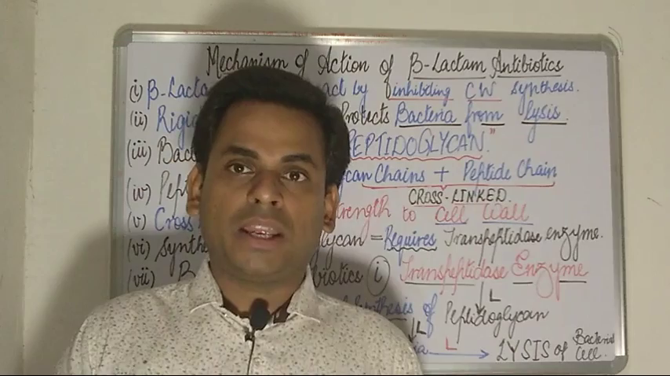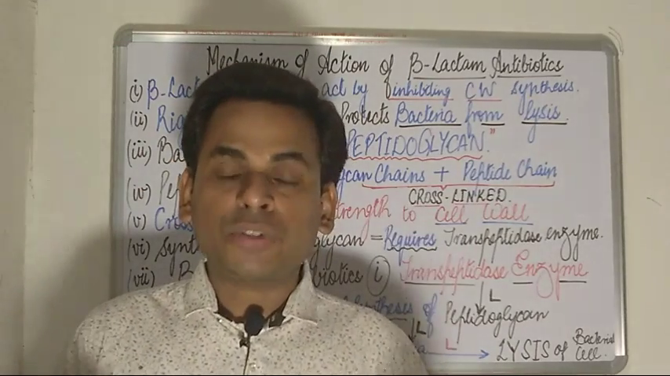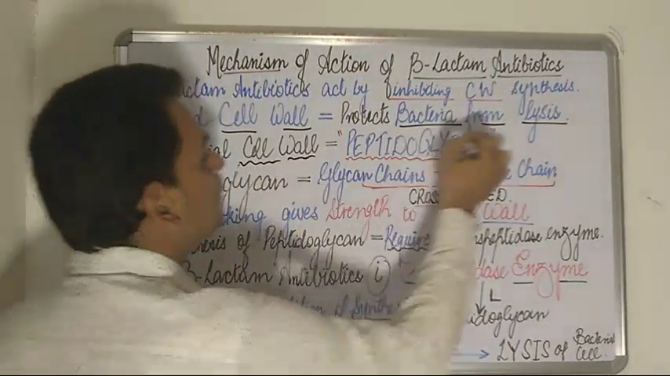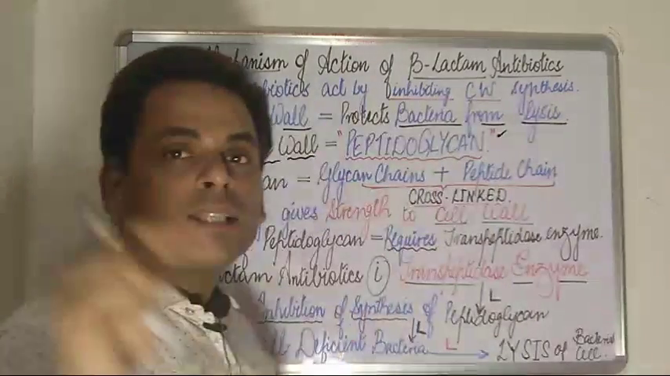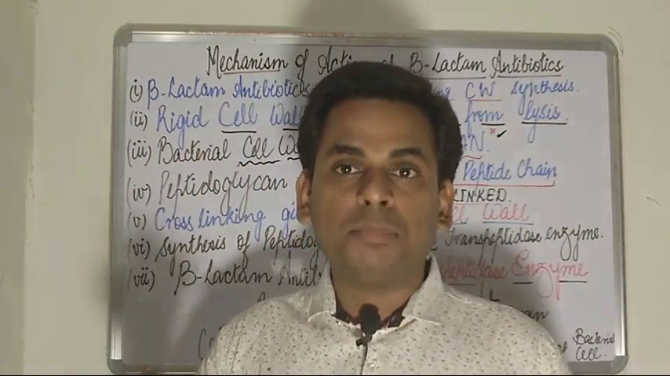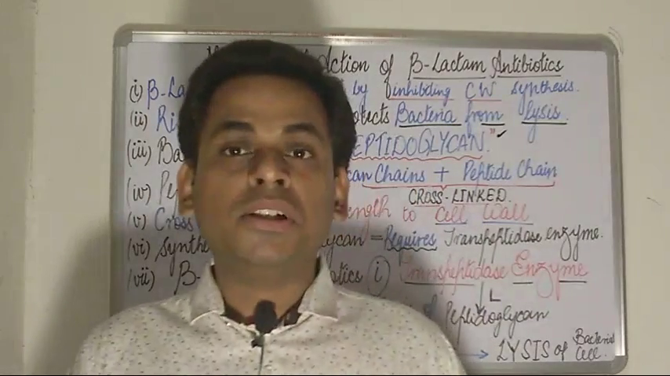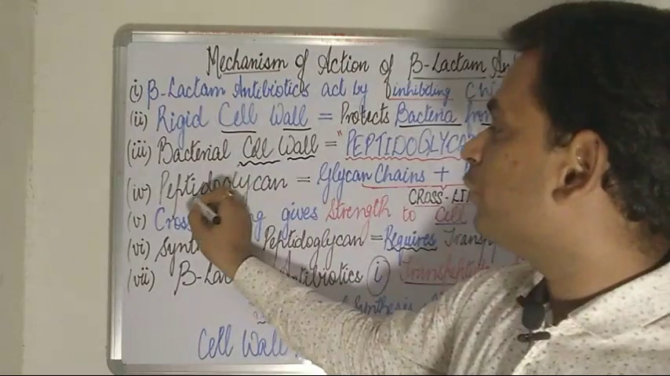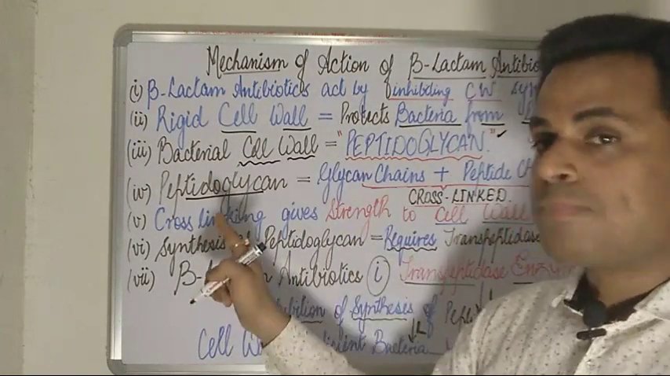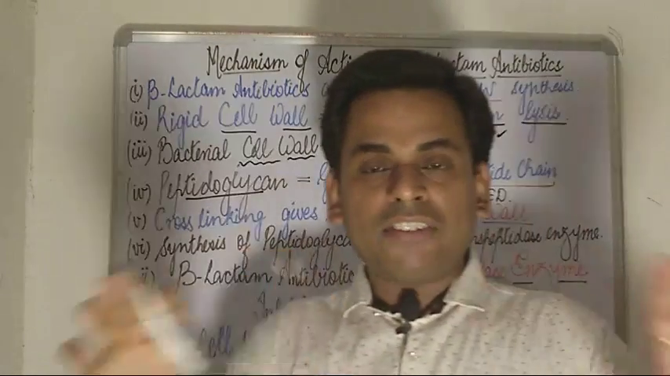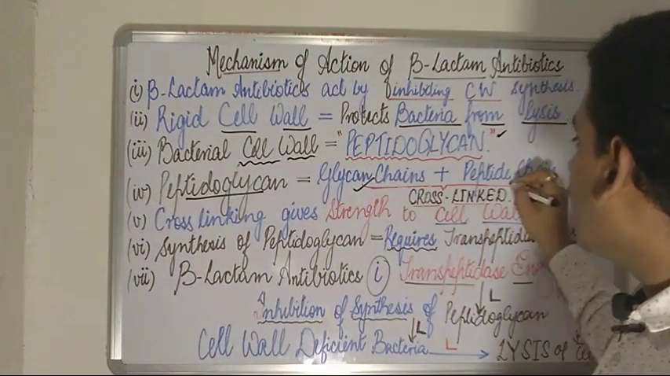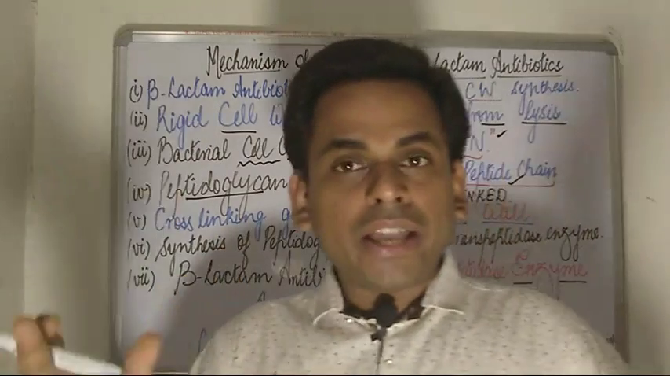The chief constituent responsible for the synthesis of the bacterial cell wall is peptidoglycan. Students, peptidoglycan is the chief chemical compound responsible for the synthesis of the bacterial cell wall. Moving on to the next point, this peptidoglycan can be split into two words: one is the glycan chains and the other is the peptide chains.